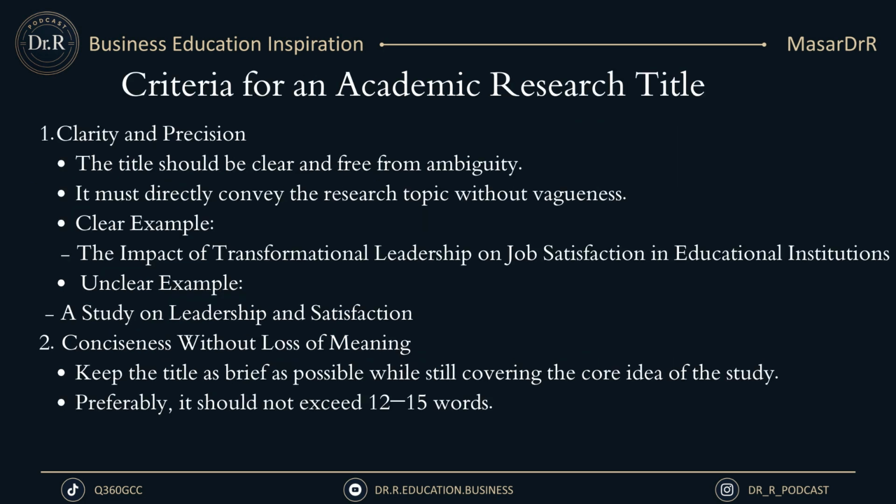Criteria for an academic research title. 1. Clarity and precision. The title should be clear and free from ambiguity. It must directly convey the research topic without vagueness. Clear example: the impact of transformational leadership on job satisfaction in educational institutions. Unclear example: a study on leadership and satisfaction.